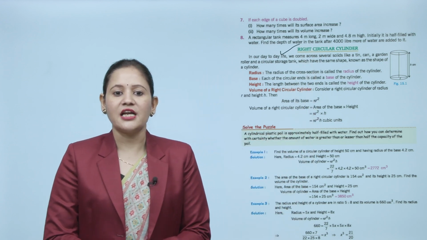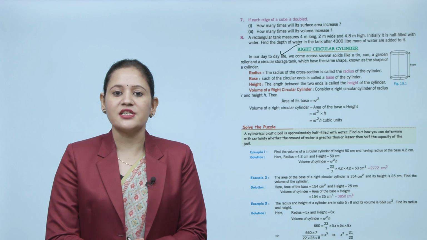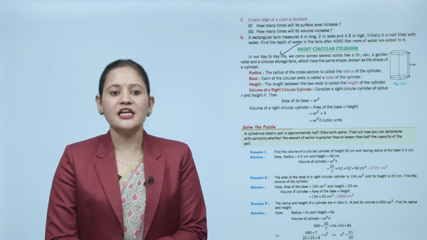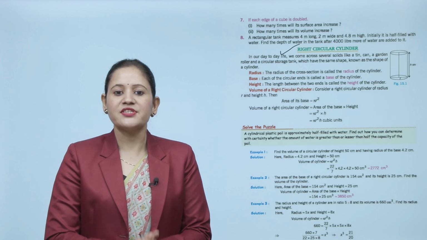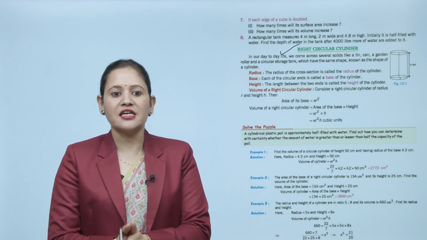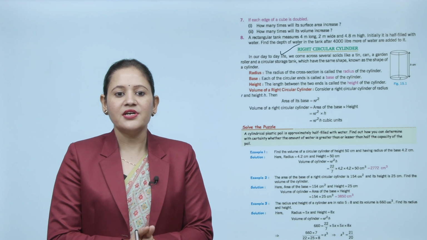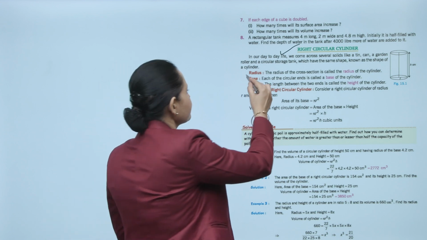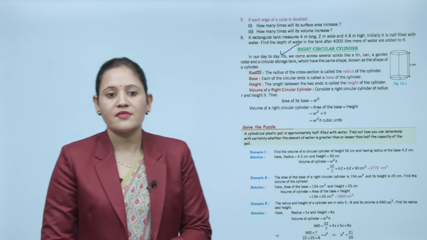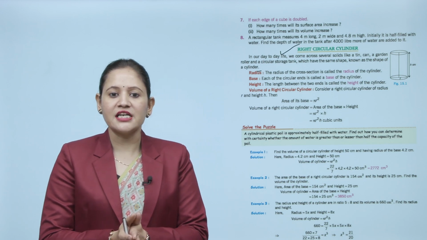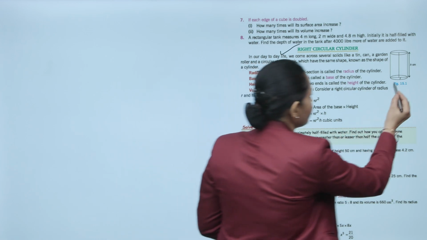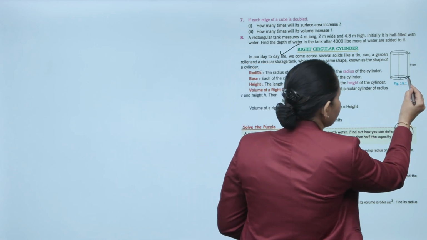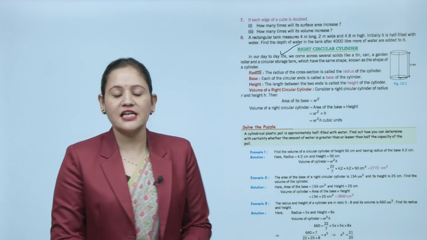In our day-to-day life, we come across several solids like a tin can, a garden roller or a circular storage tank, which have the same shape known as the shape of a cylinder. First is radius. The radius of a cross section is called the radius of the cylinder. So here this R is the radius of the cylinder.